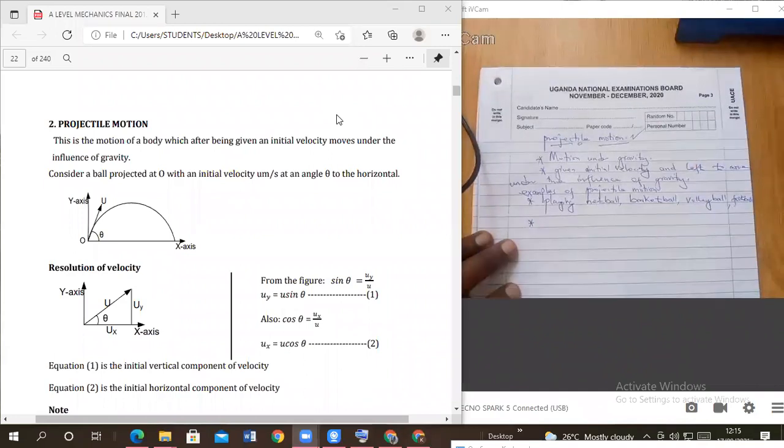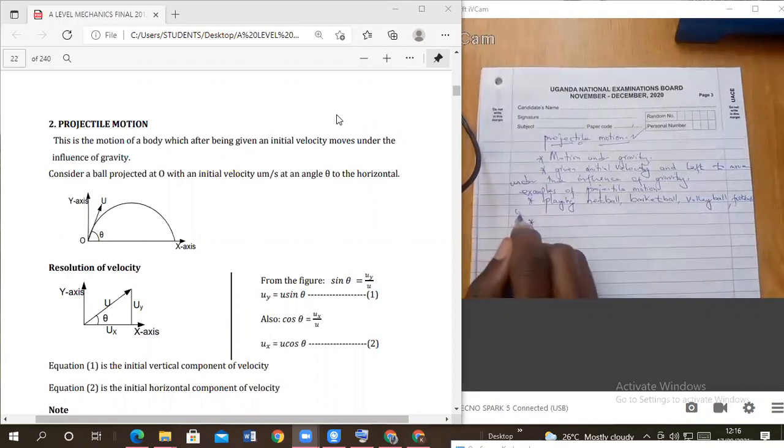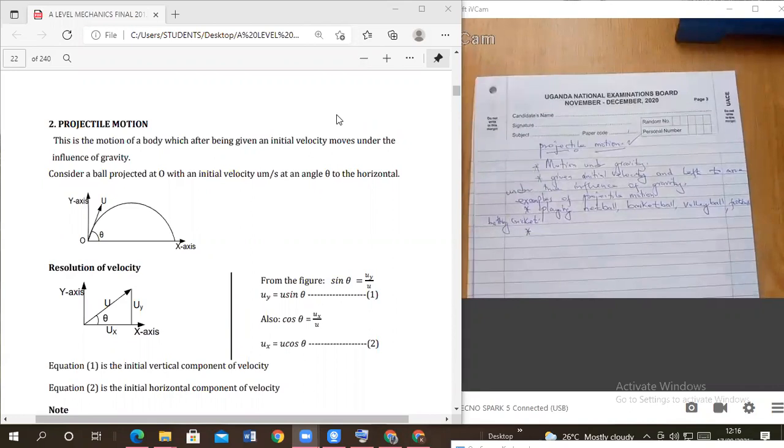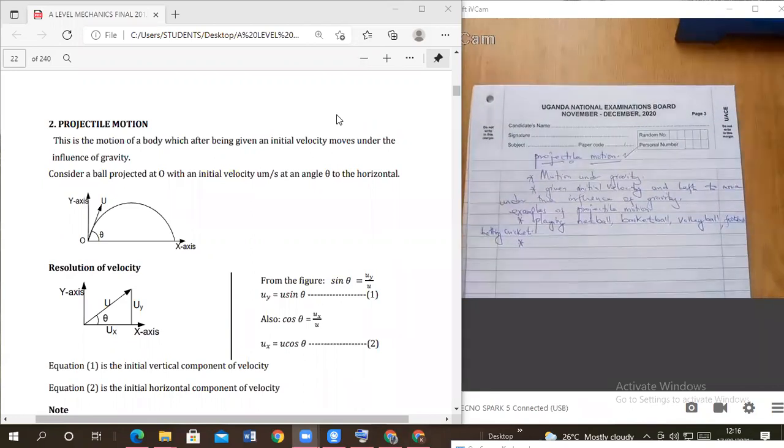Then also, if you look at it critically, have you seen when people are playing cricket? Cricket. Which means we can also apply them in what? Batting of cricket. Okay. Those are some of the examples we have.